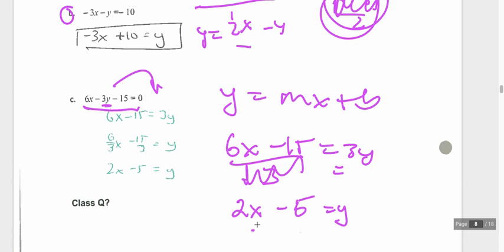You don't have to rewrite it the other way. You can leave it like this, but if you did rewrite it the other way, you end up with this. There's your slope, there's your intercept, and then you can plot that.